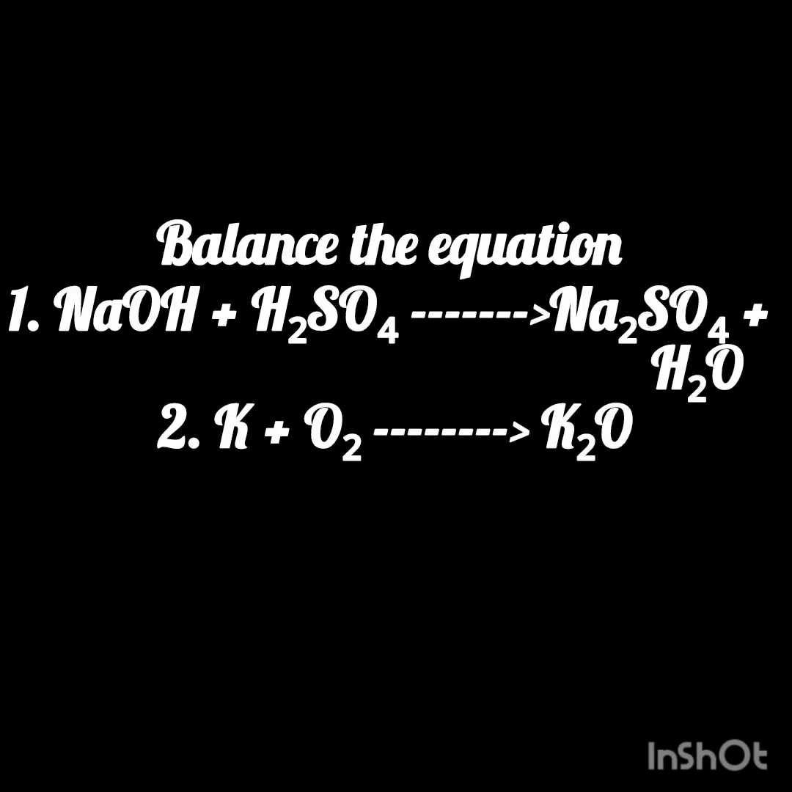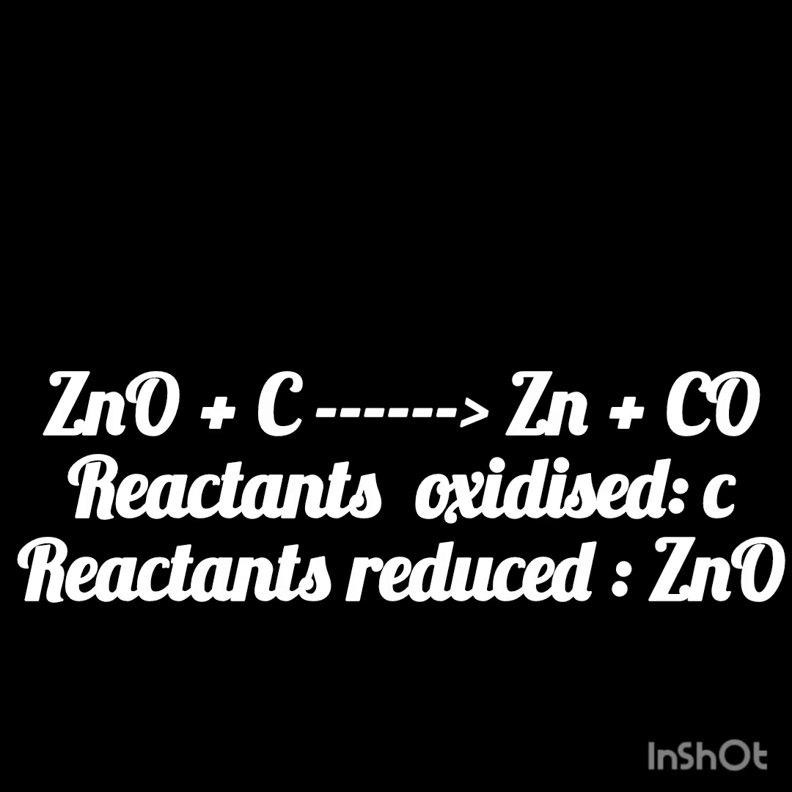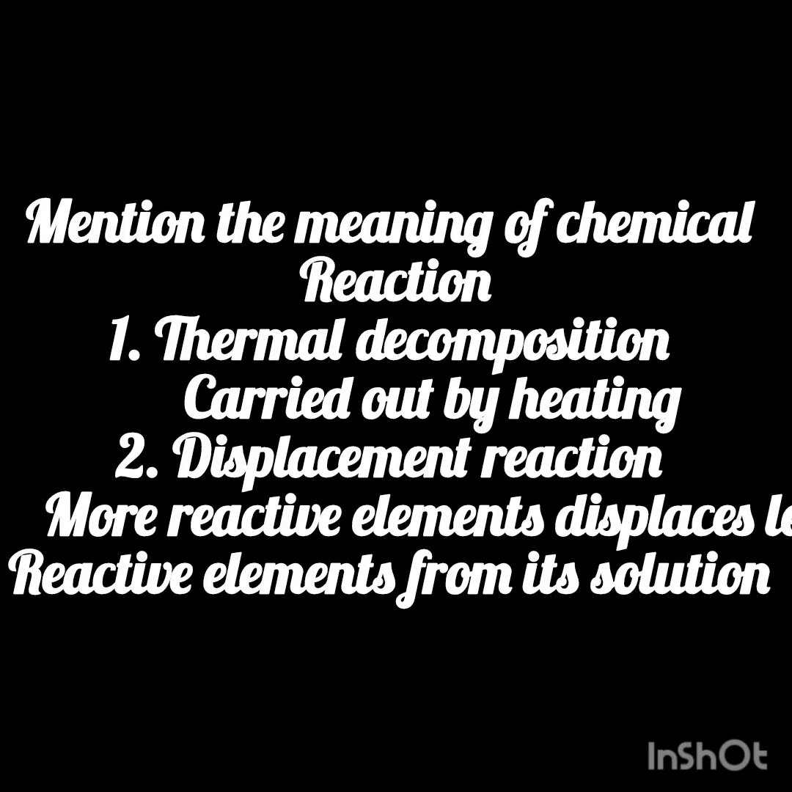Balanced equation: 2 NaOH plus H2SO4 gives Na2SO4 plus 2 H2O, where the coefficients are 2 for NaOH and, in the second, 2 and 4. Zinc oxide plus carbon gives zinc and carbon monoxide. The oxidant is C and the reduced substance is zinc oxide.